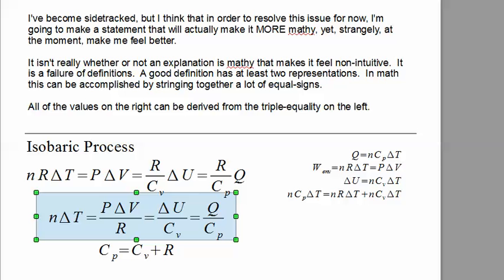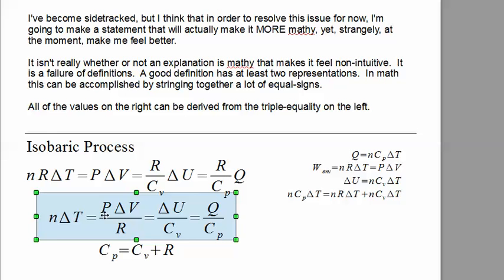So I've become sidetracked, but in order to resolve this issue for now, I'm going to make a statement that will actually make it more mathy, yet strangely at the moment make me feel better. It isn't really whether or not an explanation is mathy that makes it feel non-intuitive. It's a failure of definitions. A good definition has at least two representations. In math, this can be accomplished by stringing together a lot of equal signs. All of the values on the right can be derived from the triple equality on the left.